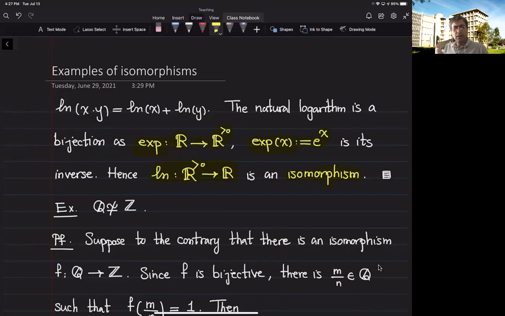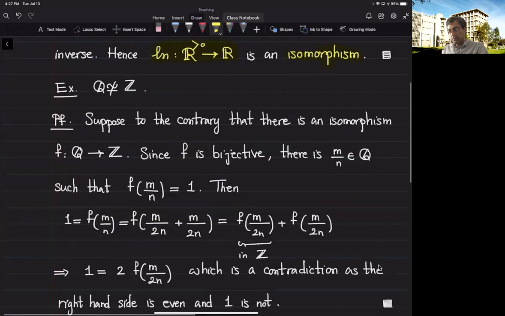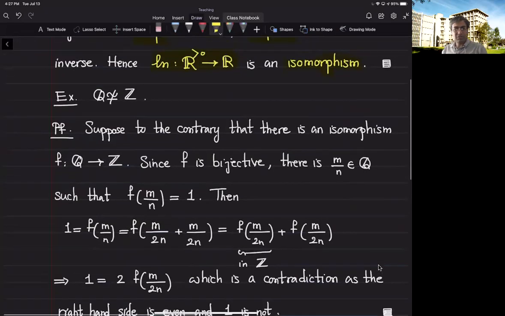Now let's see some non-examples, in a sense that let's see how we can show two groups are not isomorphic. Okay, for instance, the group of rational numbers under addition is not isomorphic to the group of integers under addition. Okay, let's see how we can prove this. Suppose to the contrary that it is. Suppose that there is an isomorphism, let's call this isomorphism f, which goes from Q to Z. I want to reach a contradiction.